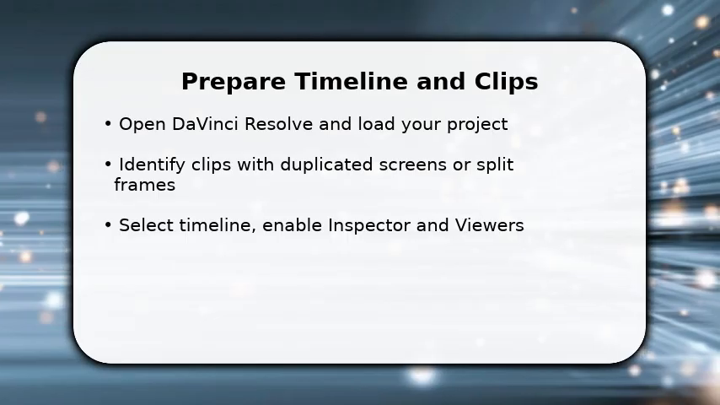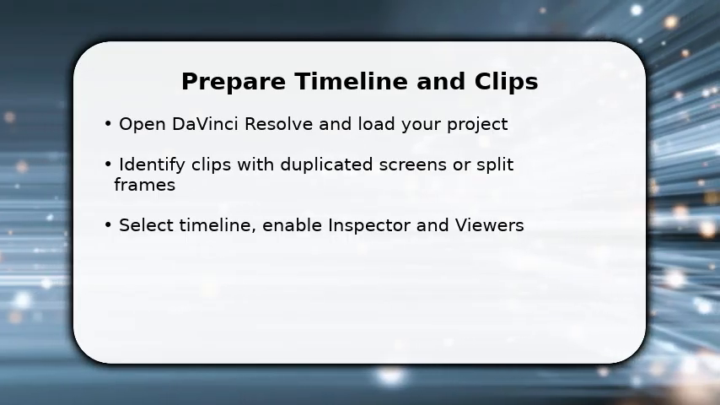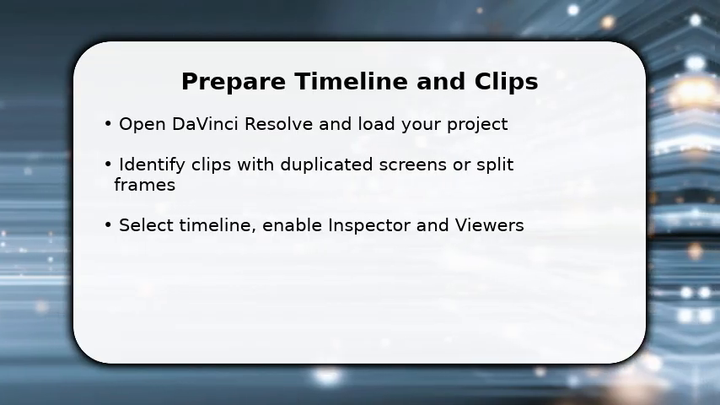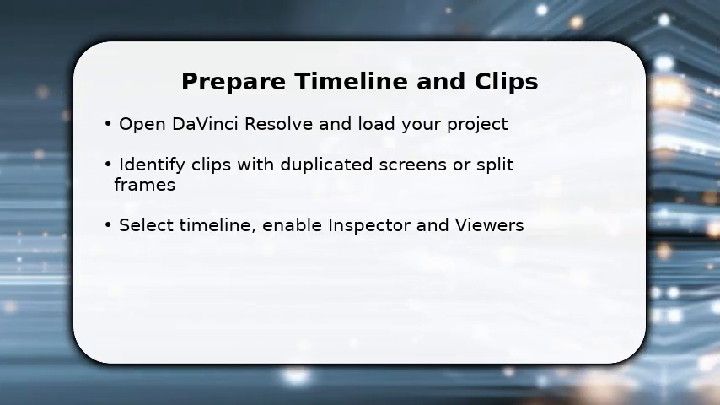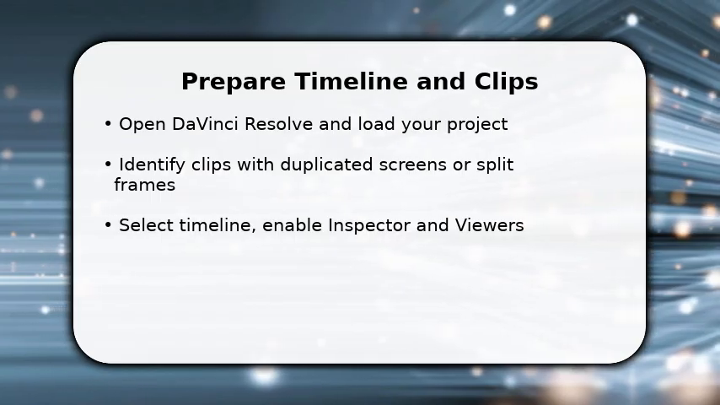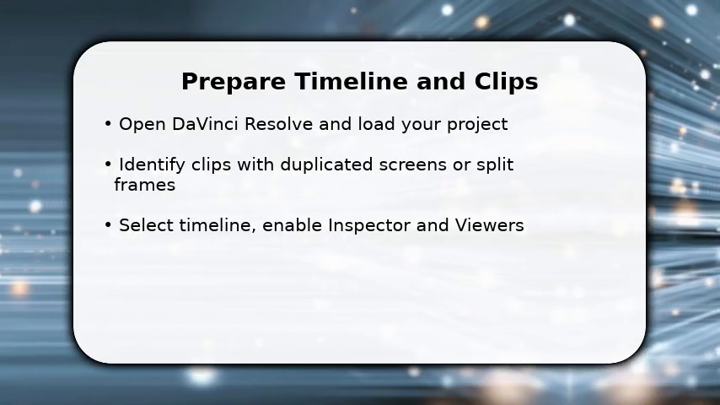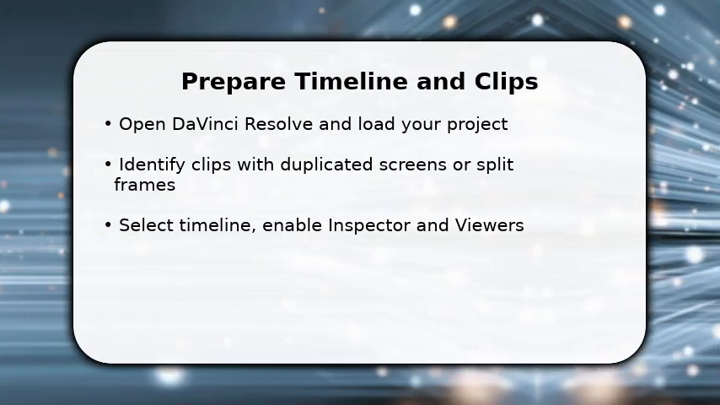You start by opening the project and loading the sequence that shows the double screen. Make sure the timeline is active and the viewers are visible so you can see both outputs. Once done, select the clip that contains the double image and open the inspector panel. This gives you access to transform and cropping controls.